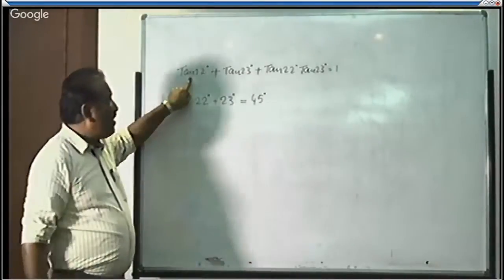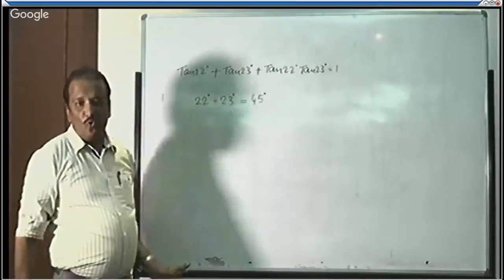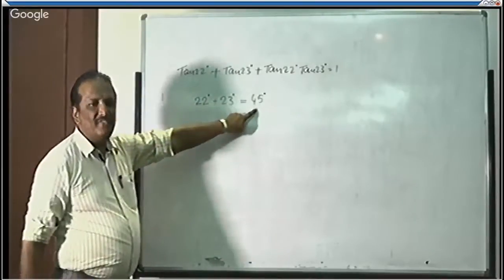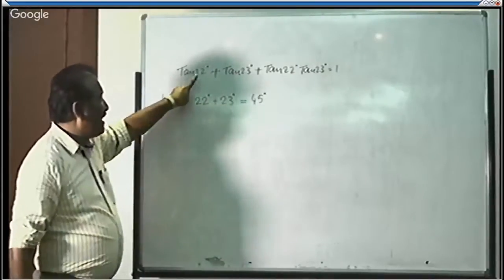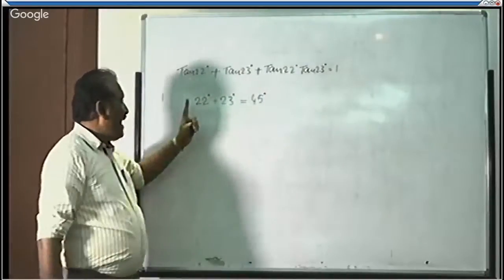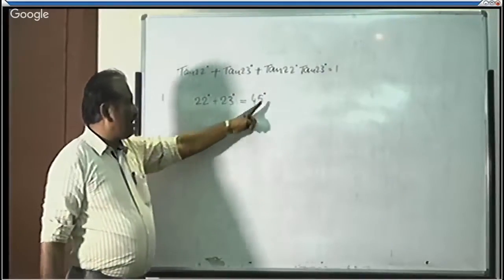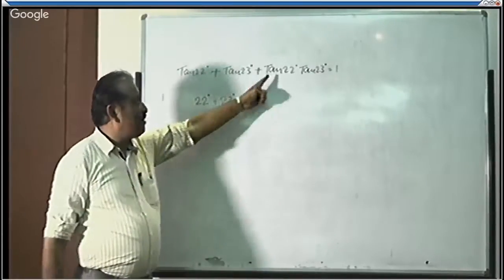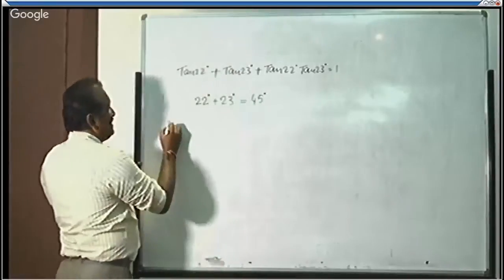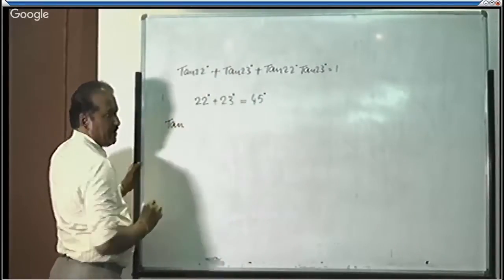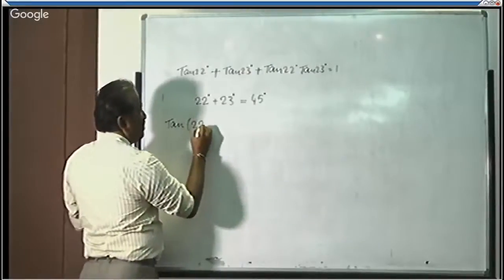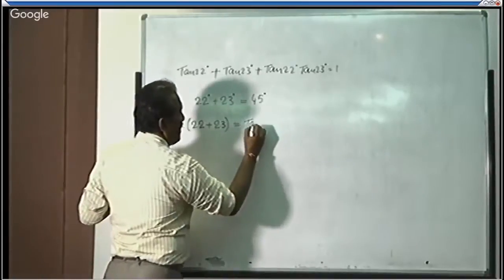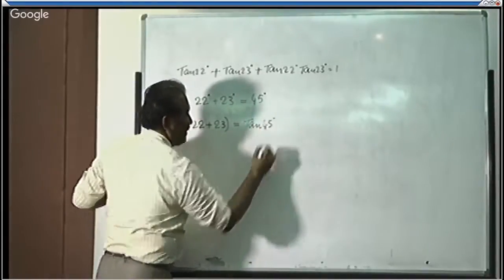Again, the required data is in the form of tan only, right? For that reason, apply tangent on either side of the equation. Observe here, the given angles are 22 and 23. By adding 22 with 23, you will get 45 degrees, which is a standard angle. Since the given data is in terms of tan only, apply the tangent function on either side of the equation. You will get LHS is tan of 22 degrees plus 23 degrees, which is equal to tan 45 degrees.